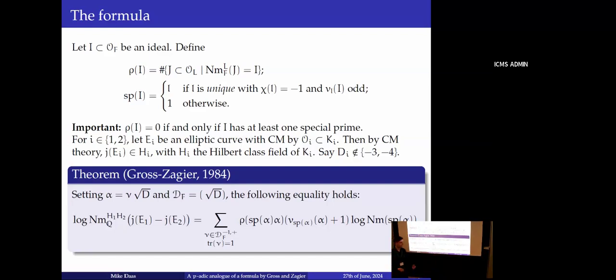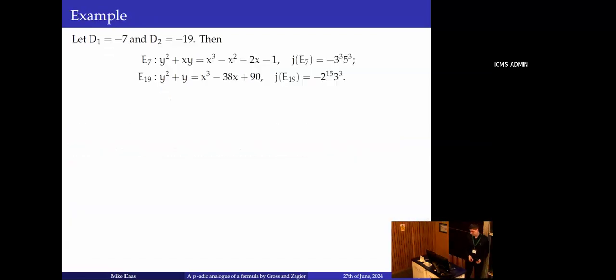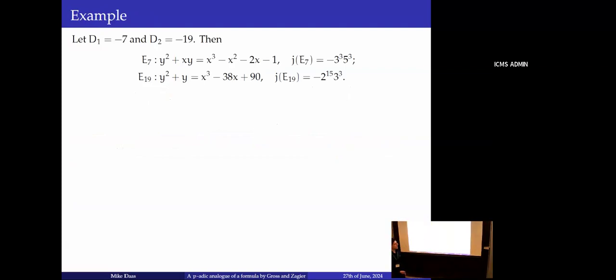And now, okay, maybe if you've never seen this before, you're not too impressed, because you have a complicated quantity here and a very complicated formula on the other side. But really, I want to stress that this is an unreasonably simple formula. By means of an example, I take two negative discriminants, -7 and -19, and I can write down elliptic curves with CM with these discriminants, and I have some j-invariants which I have factored for you, nice and smooth numbers. And now I will just compute the formula for you.